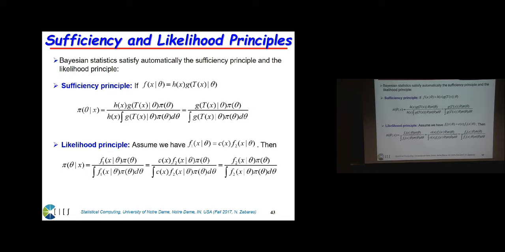The integral basically of the term in the numerator. So C of x and C of x cancel out. So basically inference through a likelihood F1 or a likelihood F2 gives you the same answers for your posterior distribution. And the same thing with the sufficiency principle.